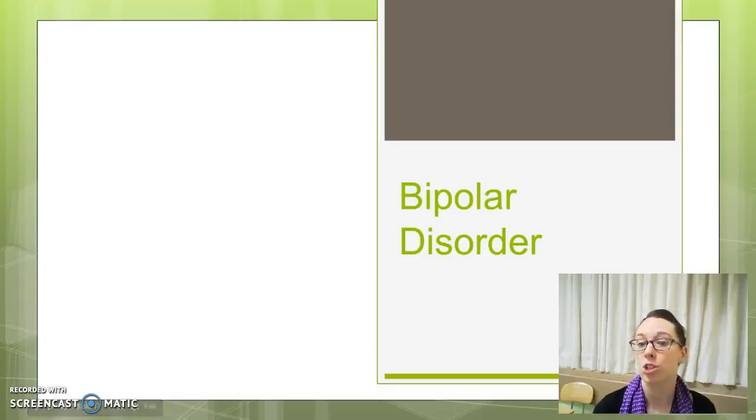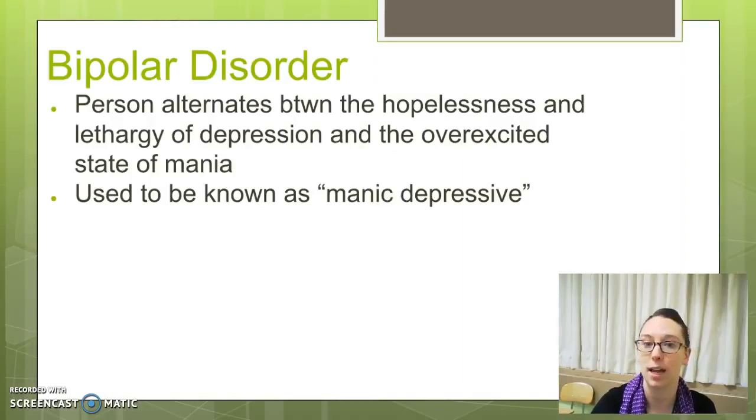So another mood disorder is bipolar disorder. And over the course of this presentation, we're going to learn a little bit about bipolar disorder and also a little bit about mania. So we're just going to go over some surface stuff of what bipolar disorder looks like. So overall, what happens with bipolar disorder is you have an individual who alternates between two states.